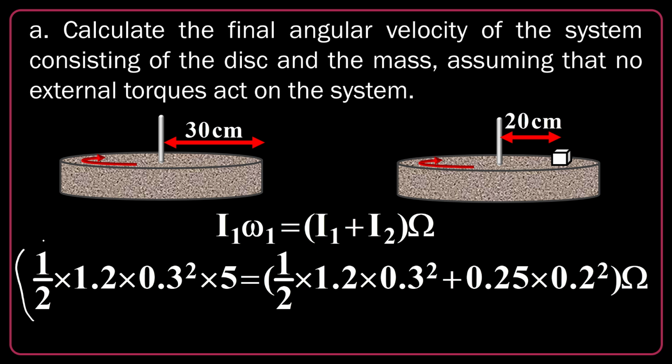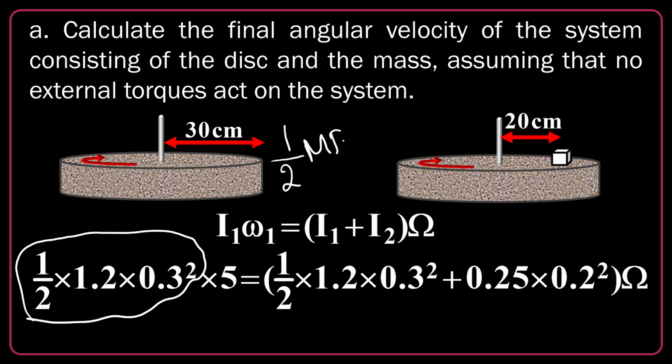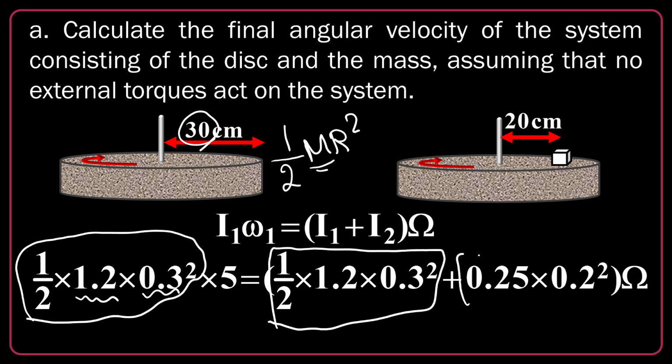On the left side, we have the I for the disk. I for the disk, as it's a cylinder, is half of mr squared. M is the mass of the disk, given to be 1.2 kilograms, and the radius is 30 centimeters, so it's 0.3. On the right side, we have again the same I1 for the disk plus I2 for the single mass.